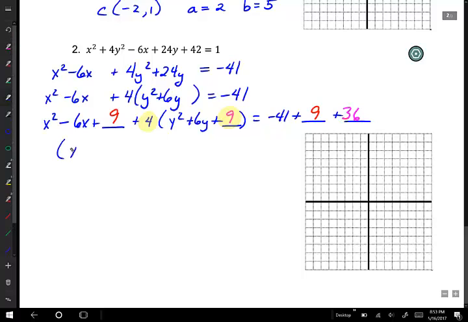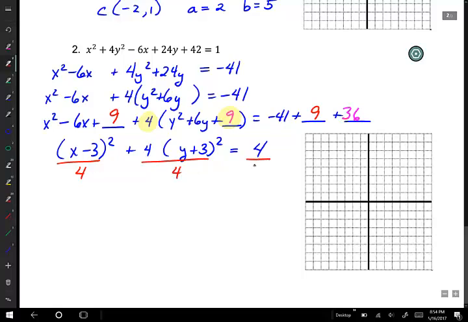Now we write it as a binomial squared, x minus 3 squared plus 4 times y plus 3 squared equals negative 41 plus 9 plus 36, which is 4. We now divide everything by the value on the opposite side of the equation, which is this 4. And let's simplify. Final result is going to be x minus 3 squared over 4 plus y plus 3 squared over 1, because the 4 and the 4 cancel, equals 1.